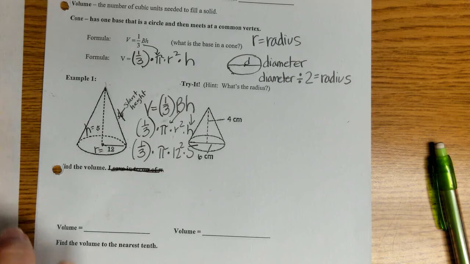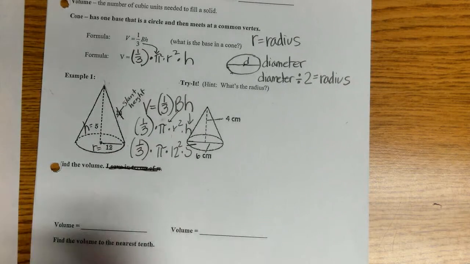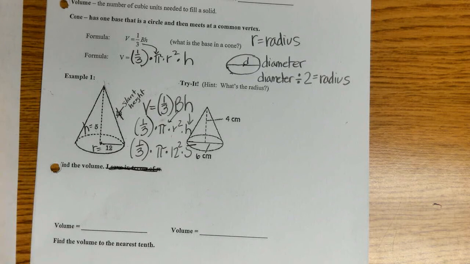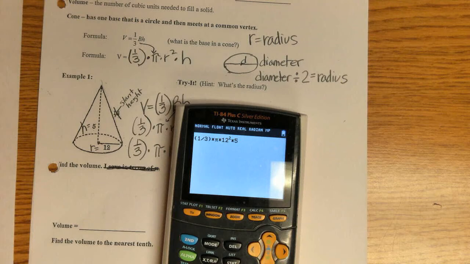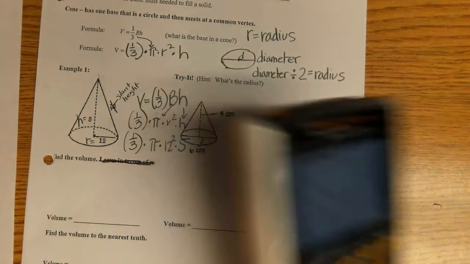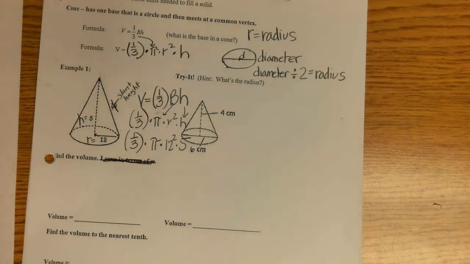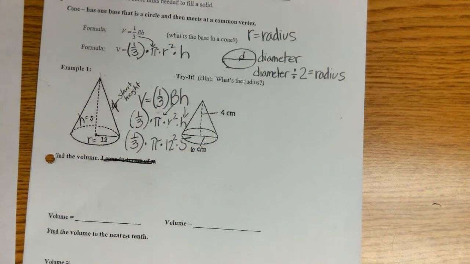So you are going to put in parentheses 1 divided by 3 parentheses, and then times pi times 12 squared times 5. And your calculator should look like that. If you put it in right, your calculator looks like that. You are going to hit the enter key, and I need an answer from Andrea.